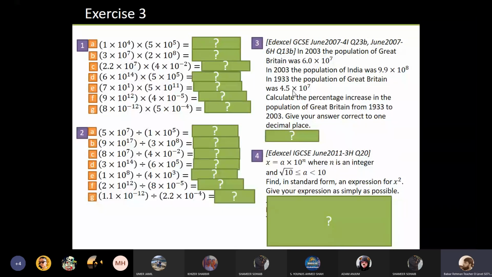For example, now please pay attention. For example, a number is 2, and now the number has become 4. How much percentage increased? Can anybody tell me?